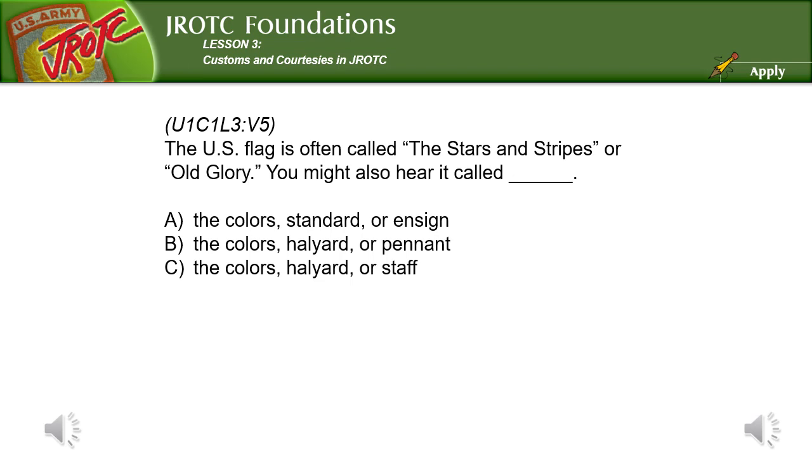The U.S. flag is often called the Stars and Stripes or Old Glory. You might also hear it called blank. Is it A, the colors standard or ensign? B, the colors halyard or pennant? Or C, the colors halyard or staff? The answer is A, the colors standard or ensign.